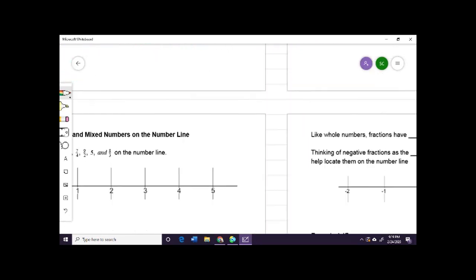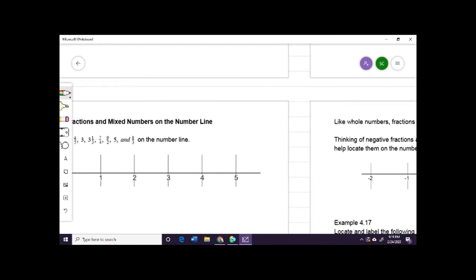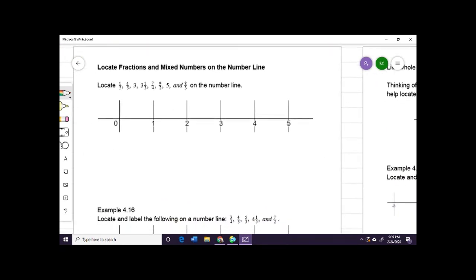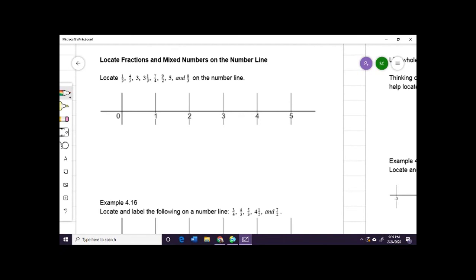Let's move on to numbers on the number line. Locating fractions and mixed numbers on a number line. This gets a little tricky for some students, so let's go through this explanation first before we get on to the example. We're going to locate 1/5, 4/5, 3, 3 1/3, 7/4, 9/2, 5, and 8/3 on a number line. I'm not going to go in order to do this.